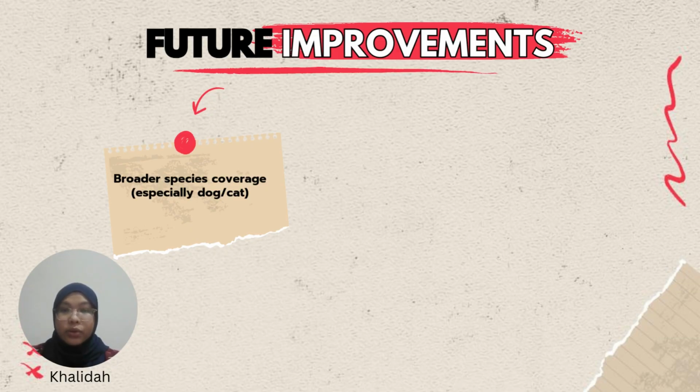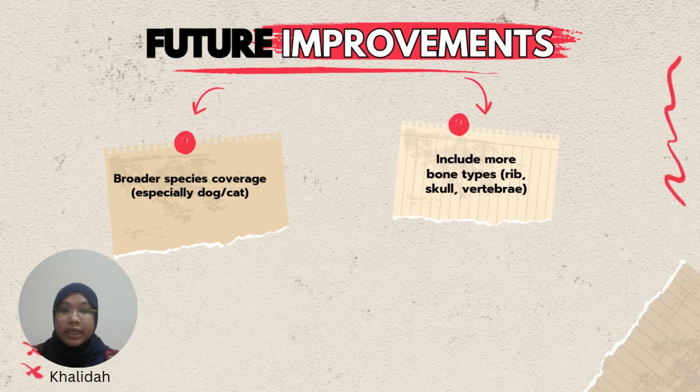The study should also include more types of bones. Real cases often involve fragments of ribs, skulls, or vertebrae, not just femoral shafts. Including these bones will help the model learn how different bone densities and structures affect the spectrum.